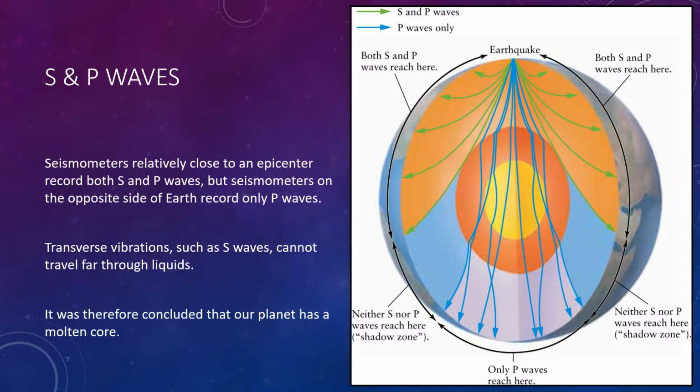Transverse vibrations, such as S waves, cannot travel far through liquids. So it was therefore concluded that our planet had a liquid core. Something stopped S waves from getting to the other side of the Earth. Because liquids stop our S waves, we conclude that there is a liquid portion inside the Earth.